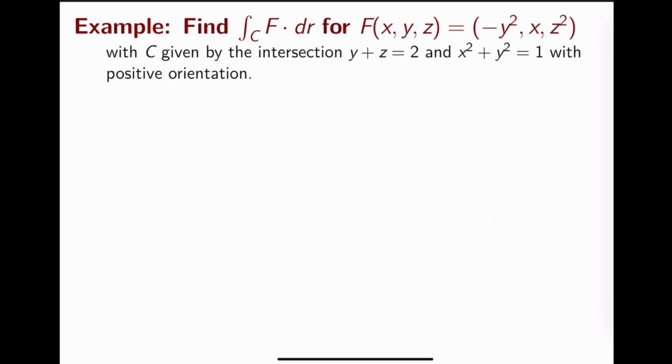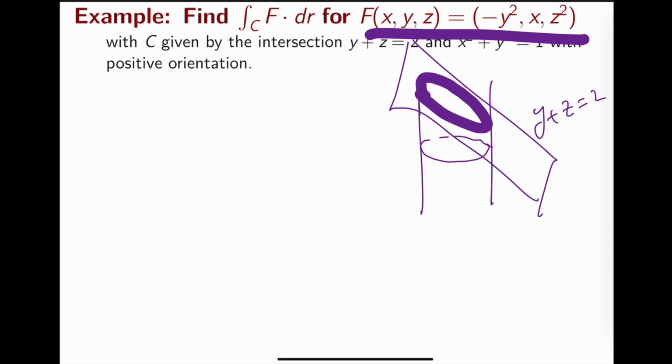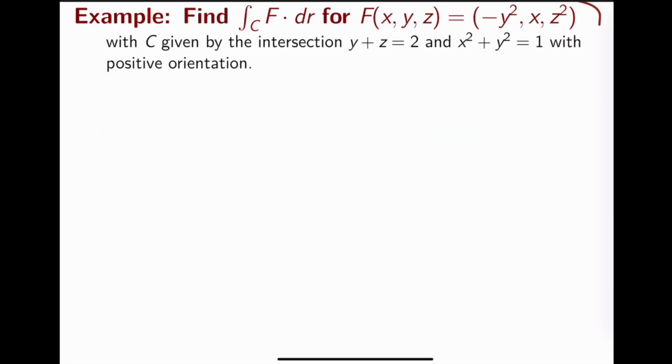Let's calculate, for example, the integral of this vector field over the curve C, where the curve C is given by the intersection of this cylinder and the plane y plus z equals 2. So the intersection will be a curve like this, an ellipse here. So this is the curve where we want to calculate the integral of the vector field. And the vector field is given like this.